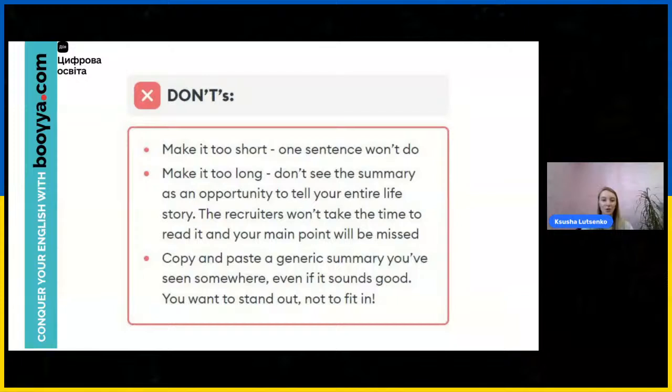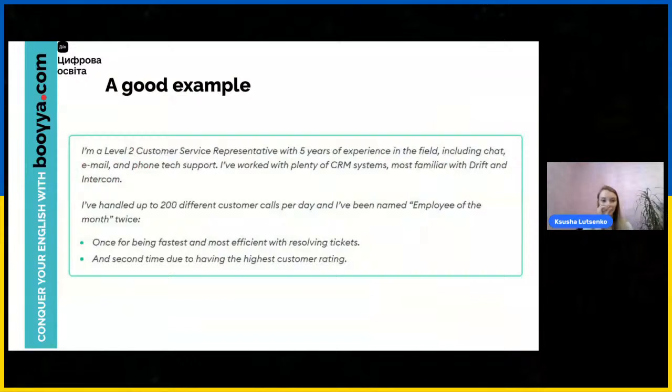It's also not going to work, because our main goal in our summary is to stand out, not to fit in. We need to show how we are different from our competitors, from other job seekers or from other companies, rather than show that we are just like everybody else. So let's take a look at a good example of a summary. Too many words, so let's actually move to examples.